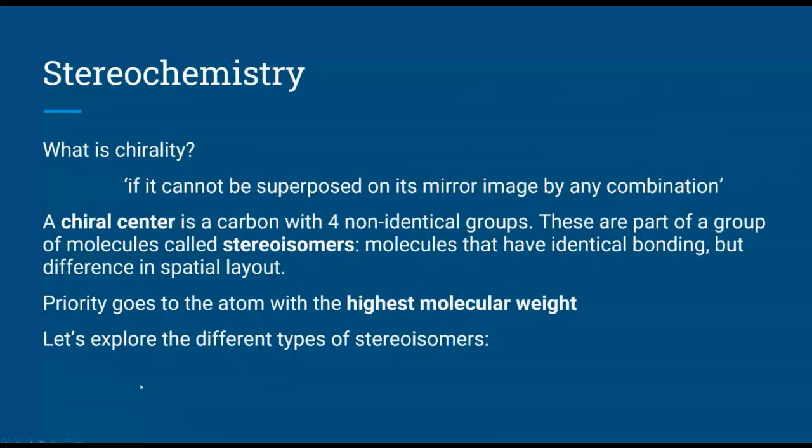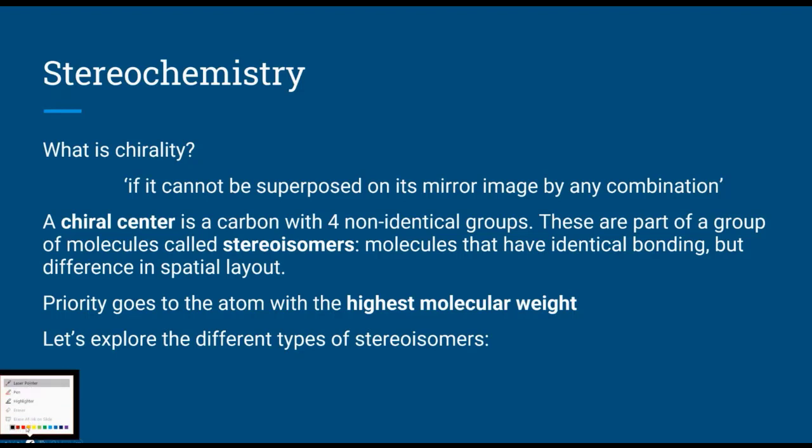And so the last thing we were talking about is chiral centers, where I said it's a carbon with 4 non-identical groups. So these are a part of a group of molecules called stereoisomers, where the molecules have identical bonding, but there's a difference in spatial layout. And so you learned of a priority ranking group that we had, where when you want to figure out R and S configuration, we're going to use the highest molecular weight.